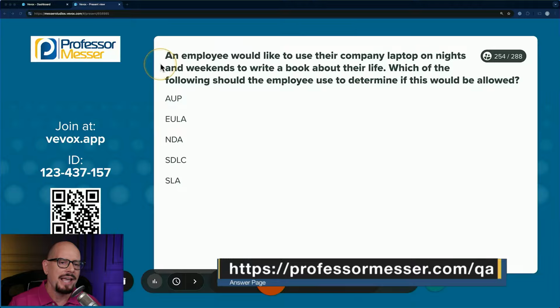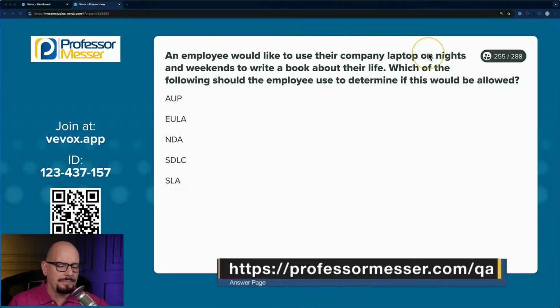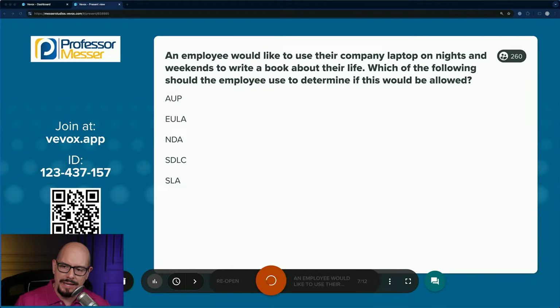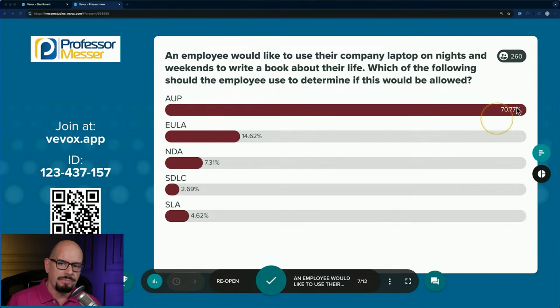The question asks, an employee would like to use their company laptop on nights and weekends to write a book about their life. Which of the following should the employee use to determine if this would be allowed? Is it AUP, EULA, NDA, SDLC, or SLA? Let's stop the poll and see what the answer happens to be.